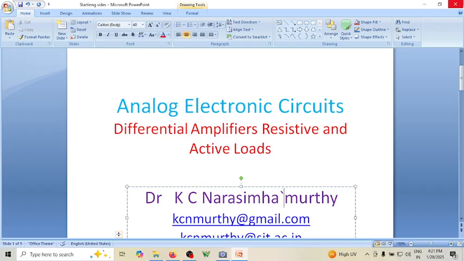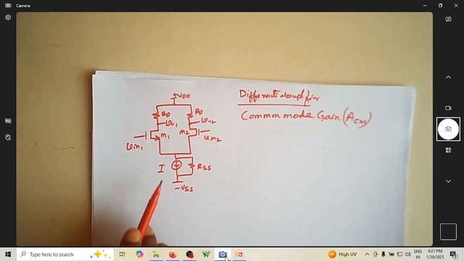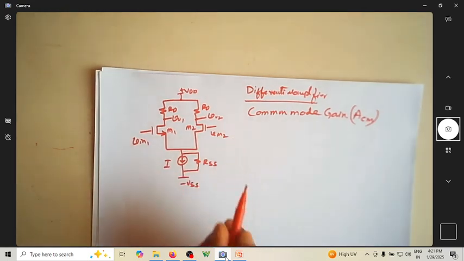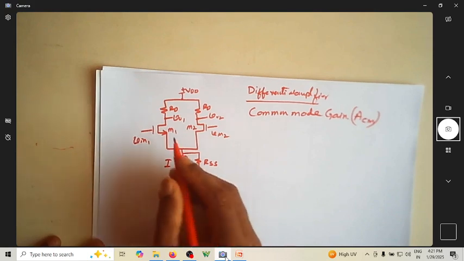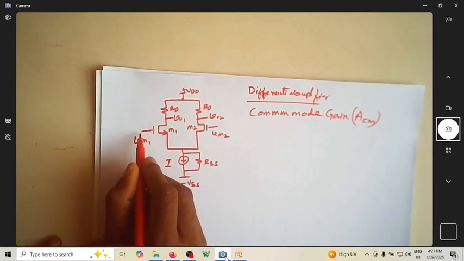In the previous video we discussed the differential amplifier with common mode gain. So we have discussed both the single-ended gain as well as the differential gain for a differential input. Now we'll proceed with the same differential amplifier with resistive load, but the input is a common mode input. When I say common mode input, Vin1 is equal to Vin2. So we'll be applying a similar input to both of them.